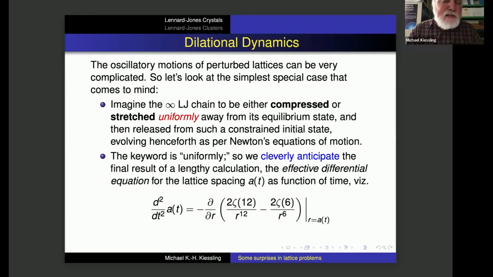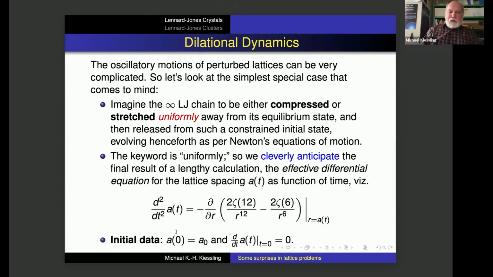So we cleverly anticipate that the final result of a lengthy calculation with our infinite system of equations of motion will be an effective differential equation for the lattice spacing A as a function of t. Namely, the second time derivative of A is the negative gradient of just that pair potential as a function of R, but evaluated when R is A of t. Okay, so that looks good.